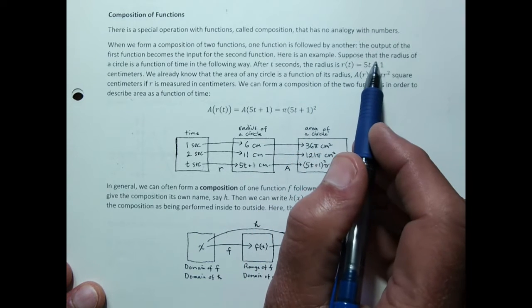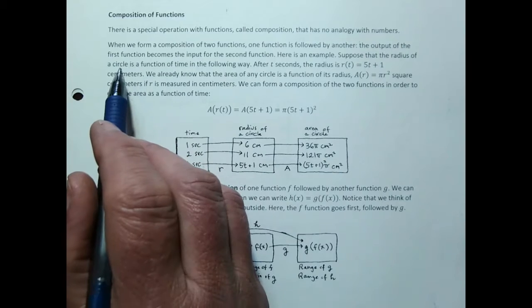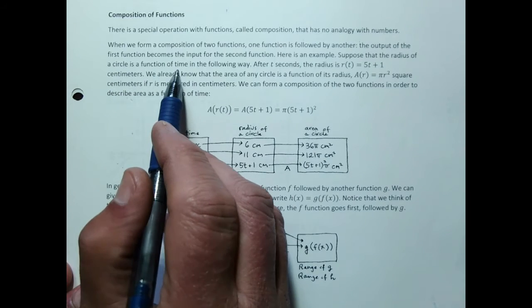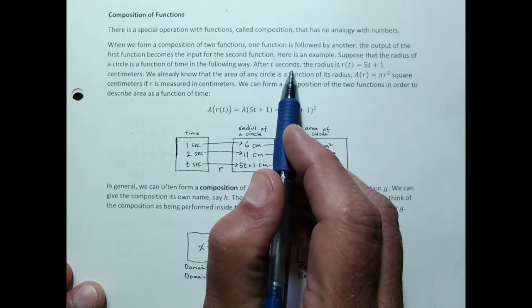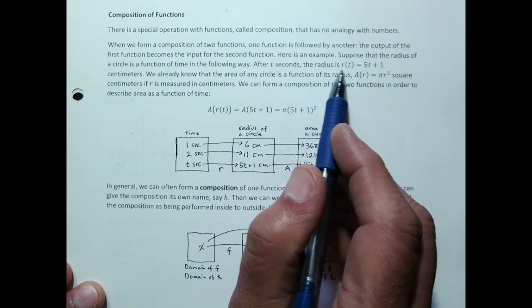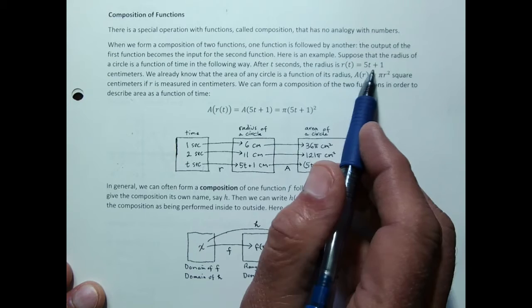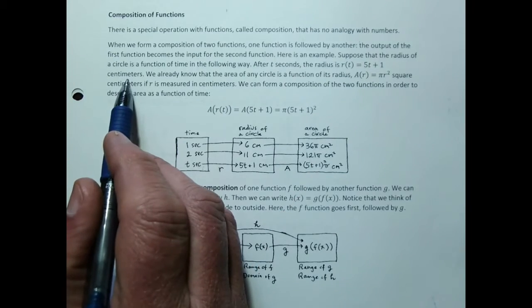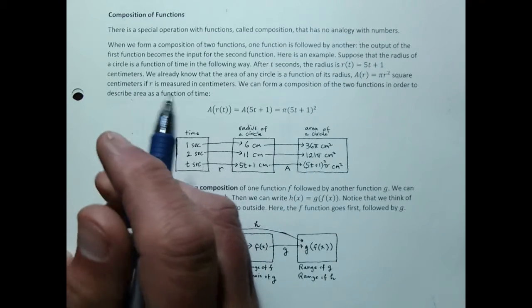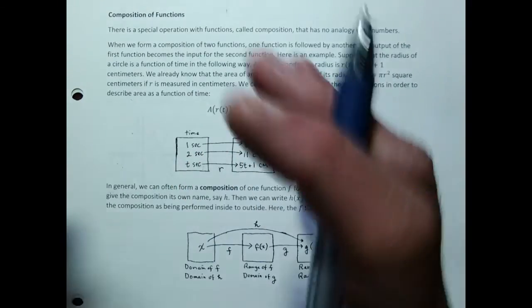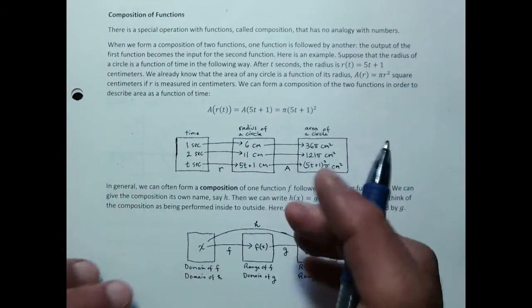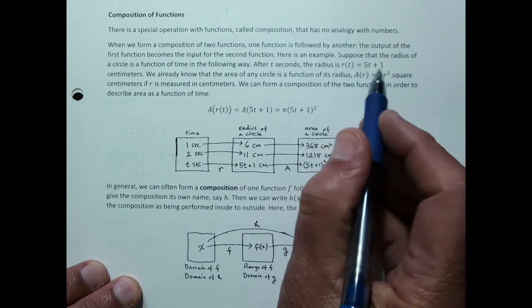So suppose that the radius of a circle is a function of time in the following way. After t seconds, the radius is given by r of t equals 5t plus 1 centimeters. So I guess the idea is that as time goes by, the radius is growing, increasing, right? The size of the circle is growing, according to this formula.